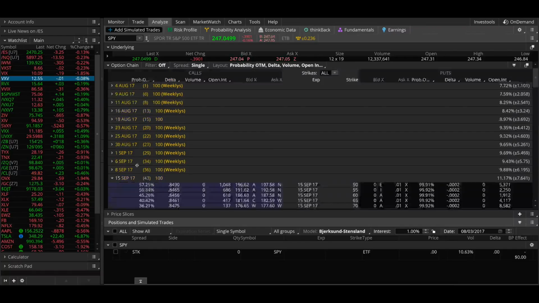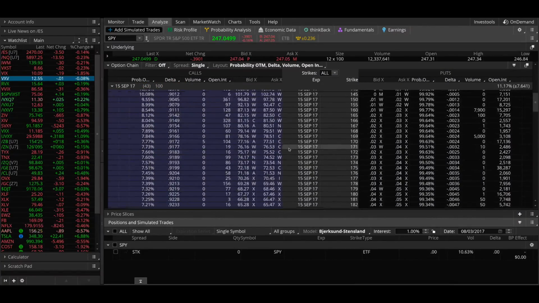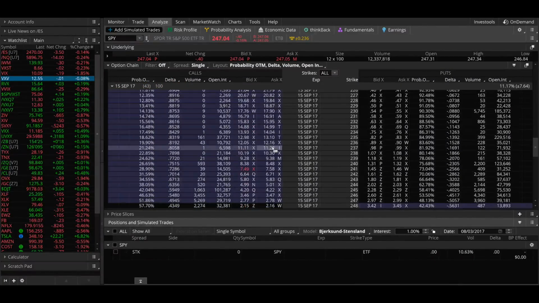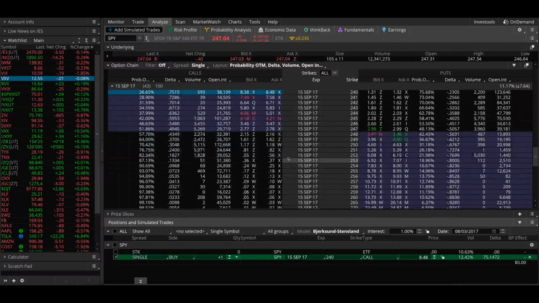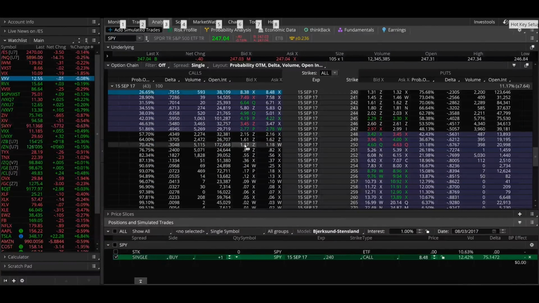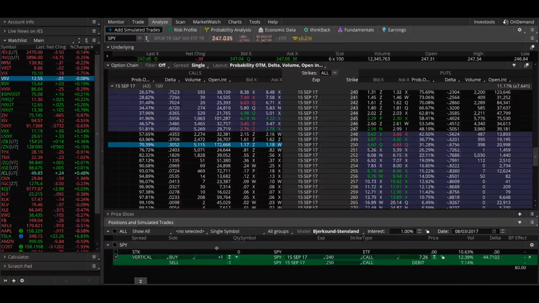So let's say you go to September options and you buy the 240 call, and then you sell the 250 call. Okay, so as we can see, this spread is trading for $7.26, and let's just round that off to $7.25.